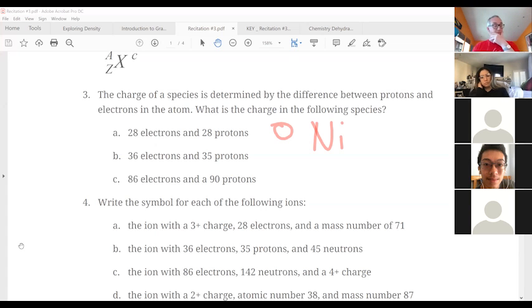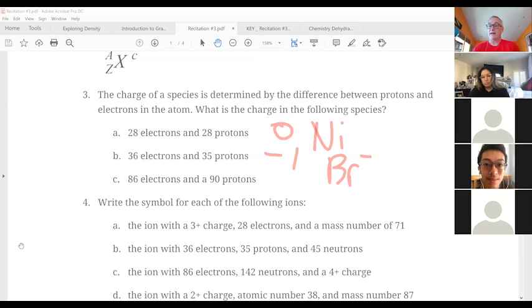And that will become obvious hopefully a little bit later too when we start talking about how electrons are organized. Now 3b, this one has 36 electrons and 35 protons. What would be the net charge there? -1. And what element is that? Bromine. Bromine. So we would put bromine minus. That would be the symbol we would use to represent that.